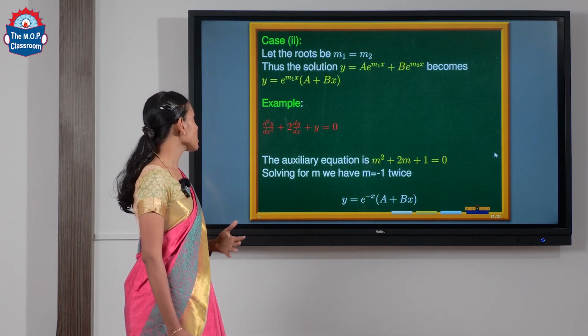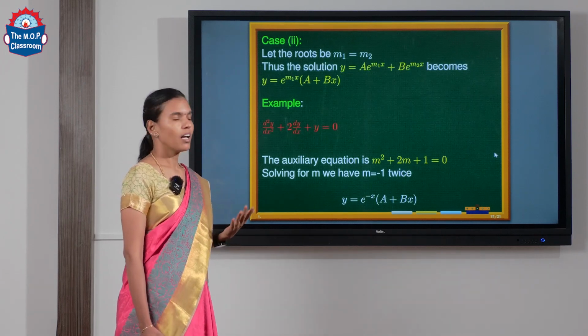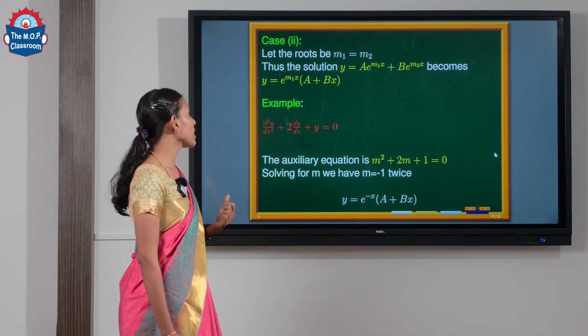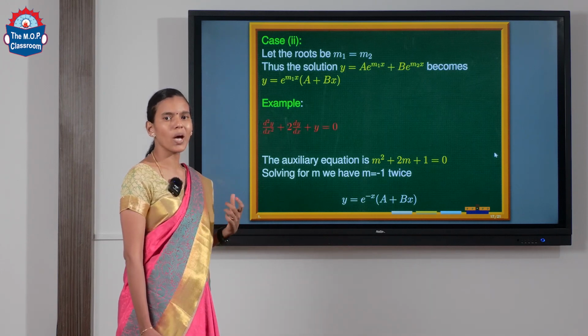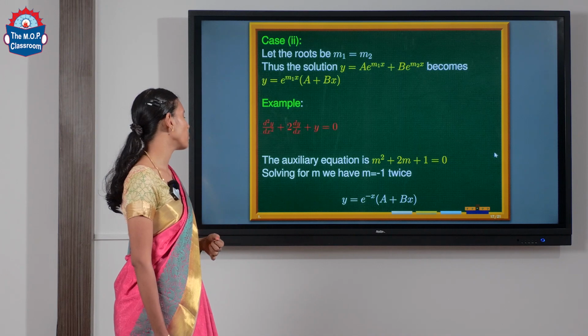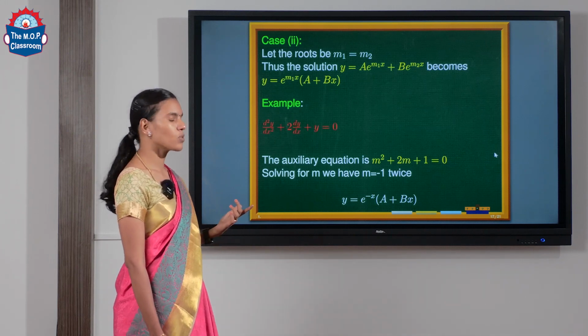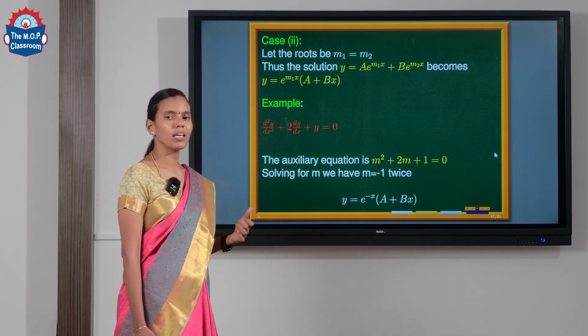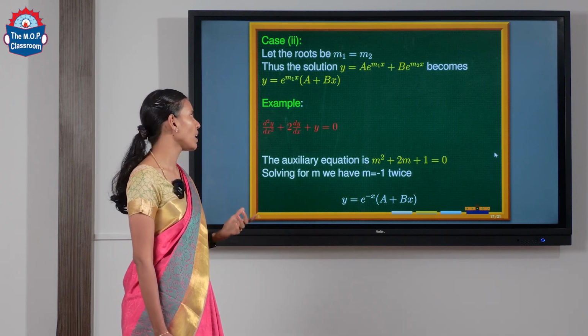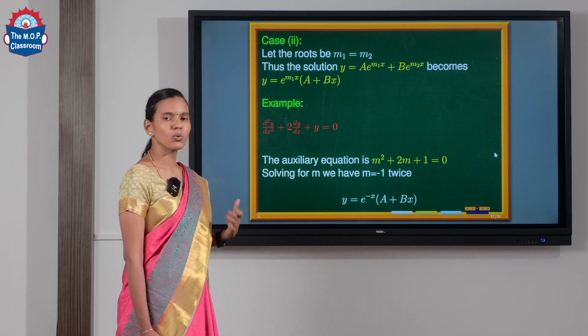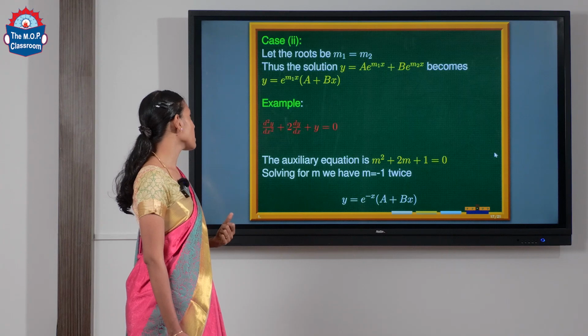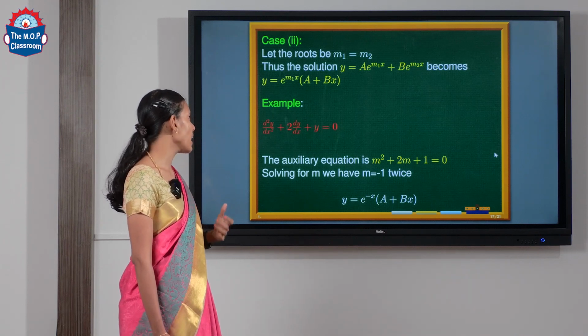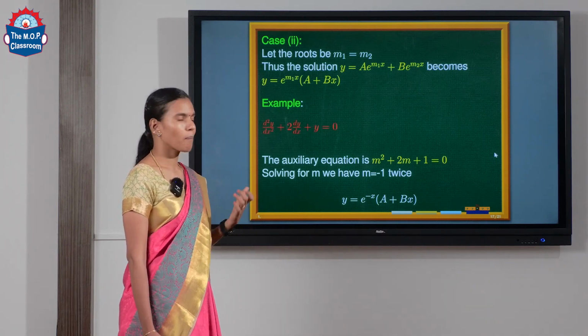The second case is when my roots are real and equal. So I am taking my roots to be m1 and m2 and they are equal, so m1 is equal to m2. Thus the general solution we usually write as y is equal to a e power m1x plus b e power m2x. Since m1 and m2 are both equal, it can be written as y is equal to e power m1x times (a plus bx).